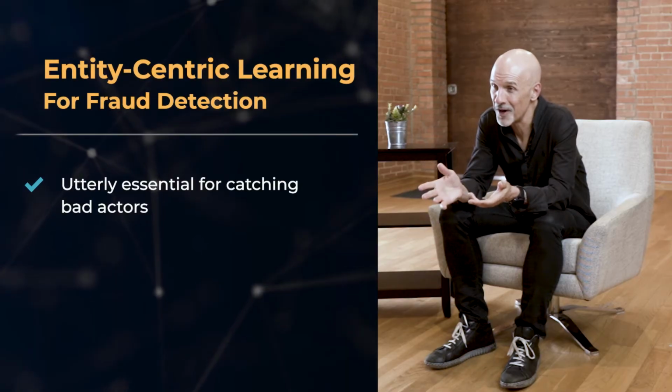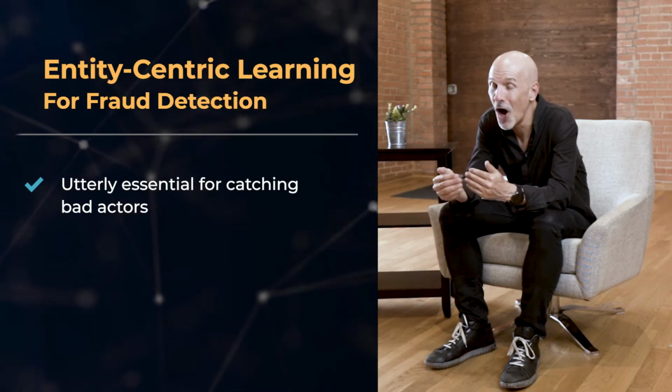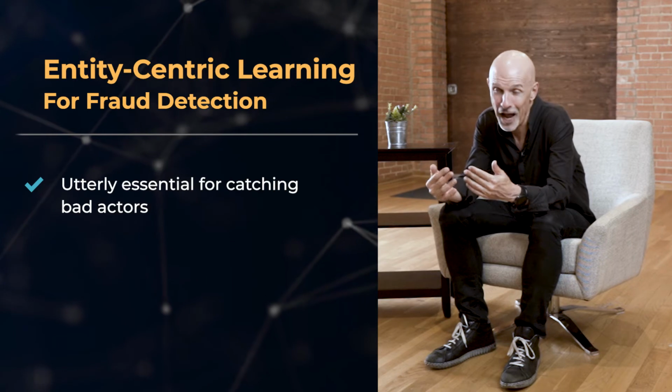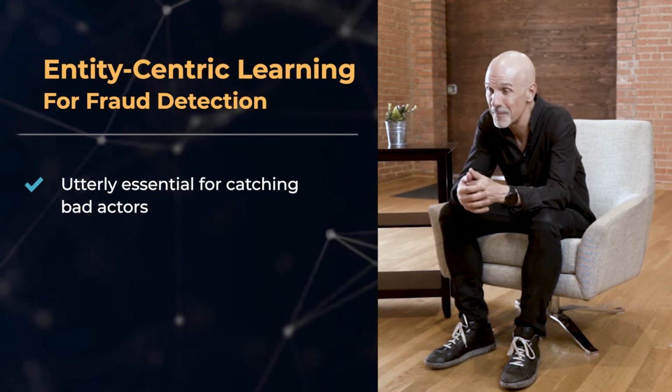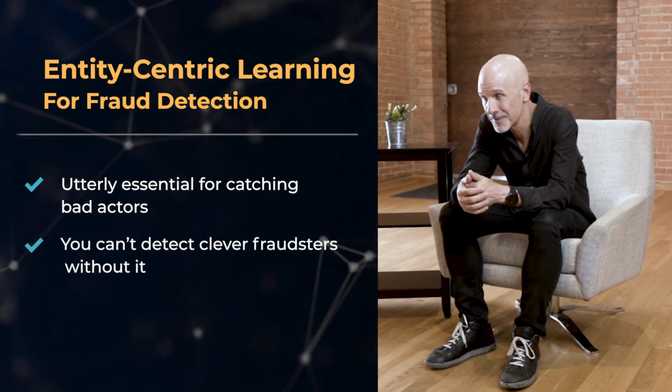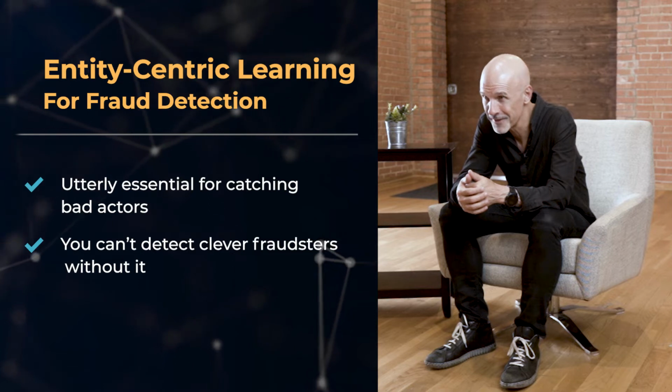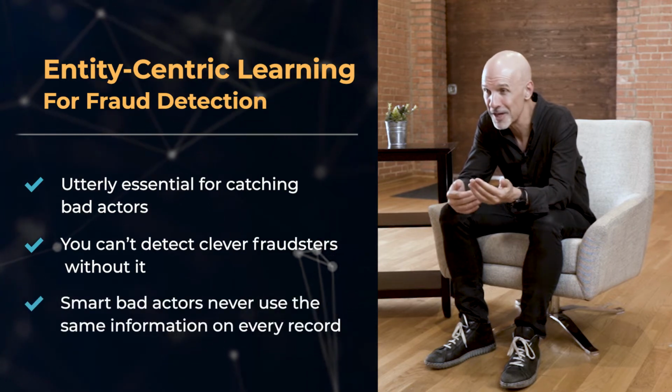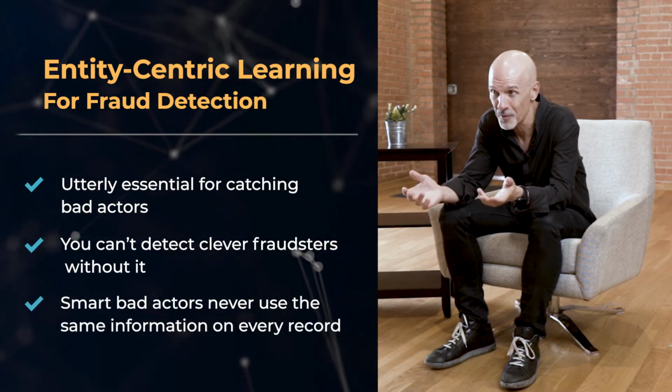In the case of fraud, entity-centric learning is utterly essential. In fact, I would argue that if you're doing record matching, you can't catch clever bad people. That's because clever bad actors don't use the same name, phone, address, passport on every record.